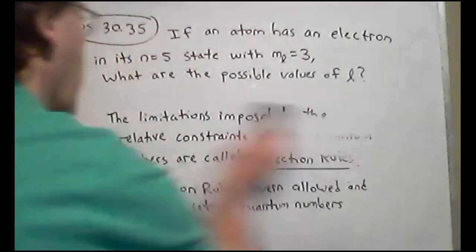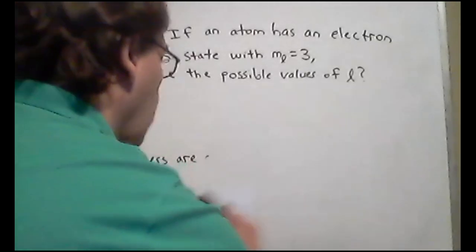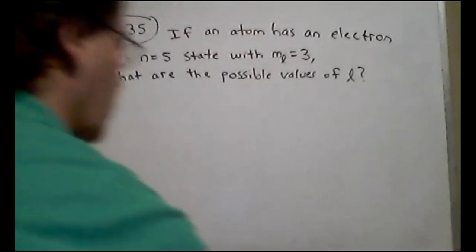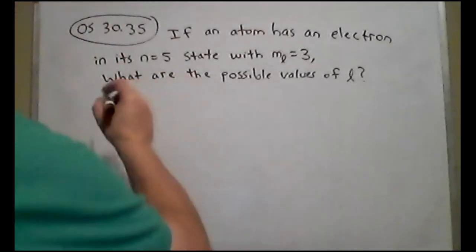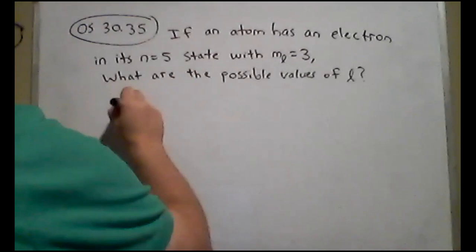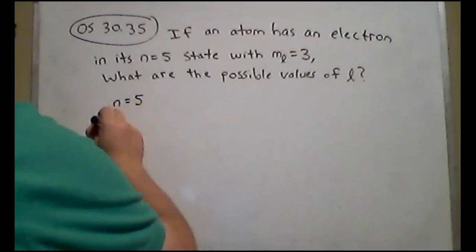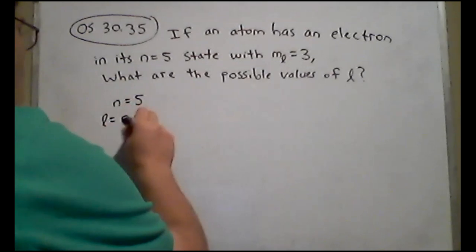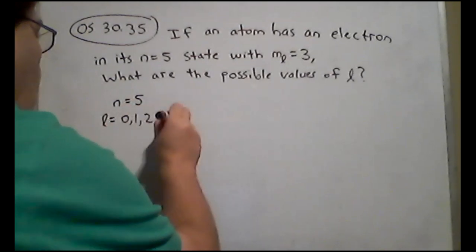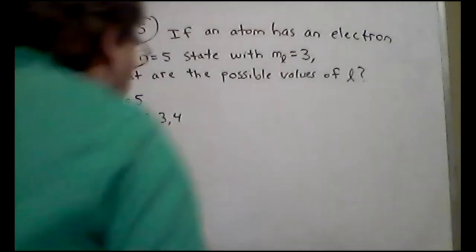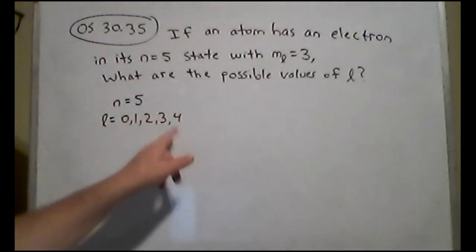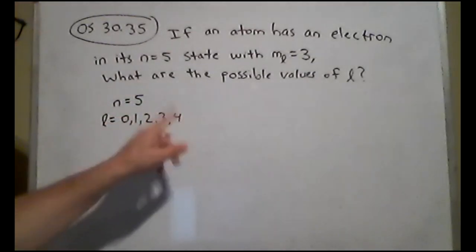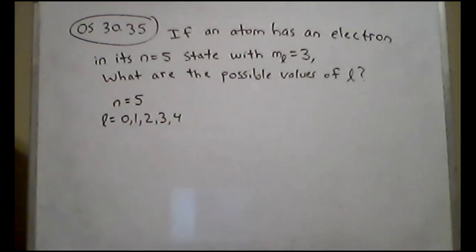All right, so let's go back to what we recall here. So, all right, well, n equals 5. That means that l can have the values 0, 1, 2, 3, or 4. I can't get less than 0. It has to be an integer, and I cannot exceed, I mean, I'm limited by n minus 1. So n minus 1, or 4, is the largest value that l can take on for this particular electron.